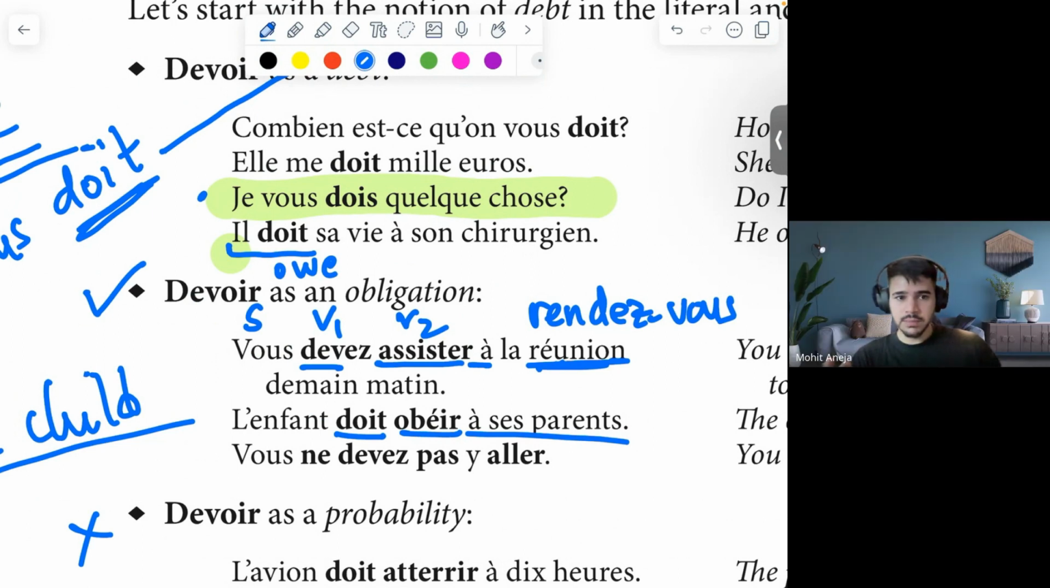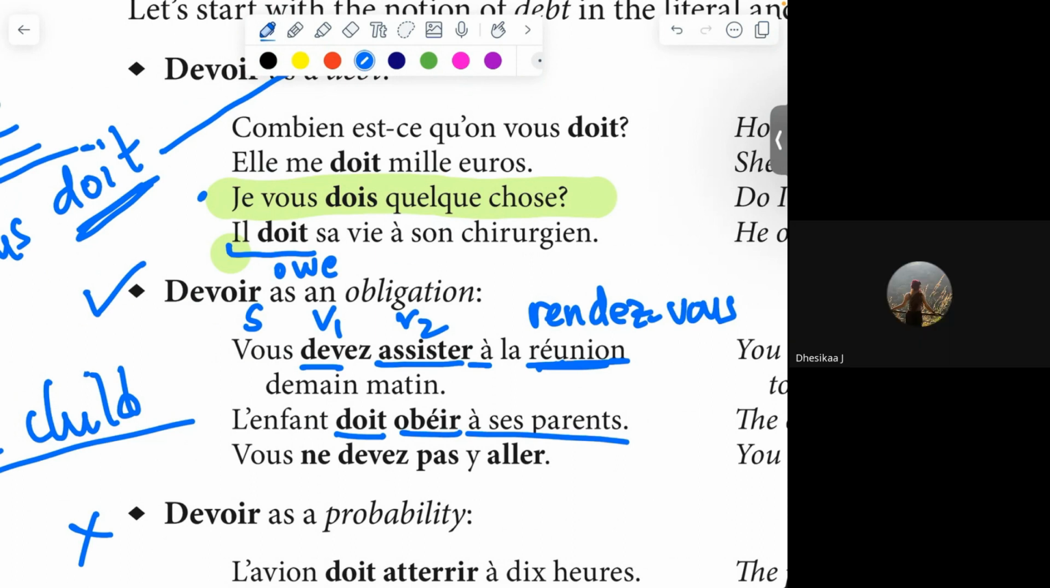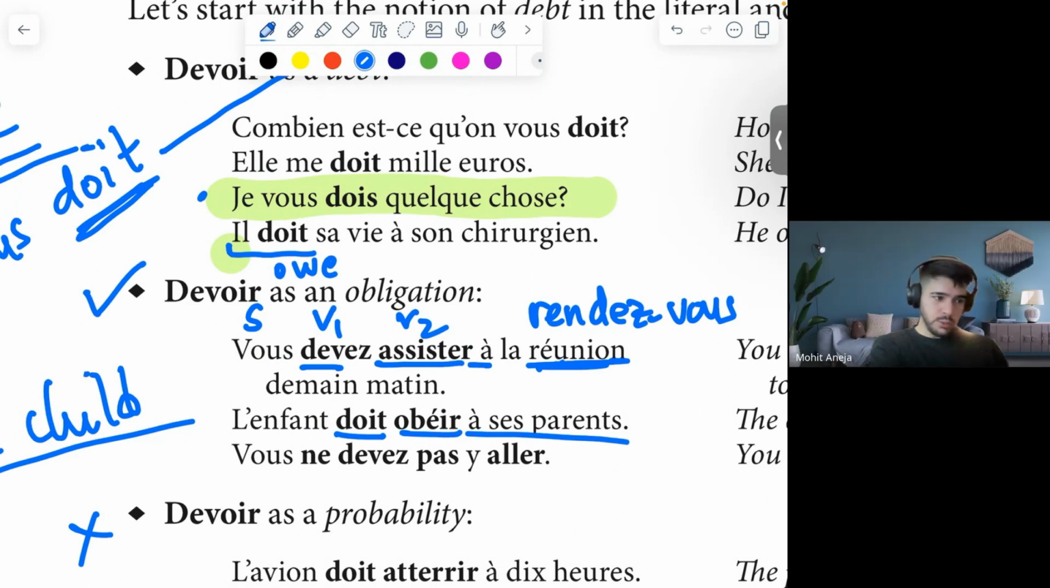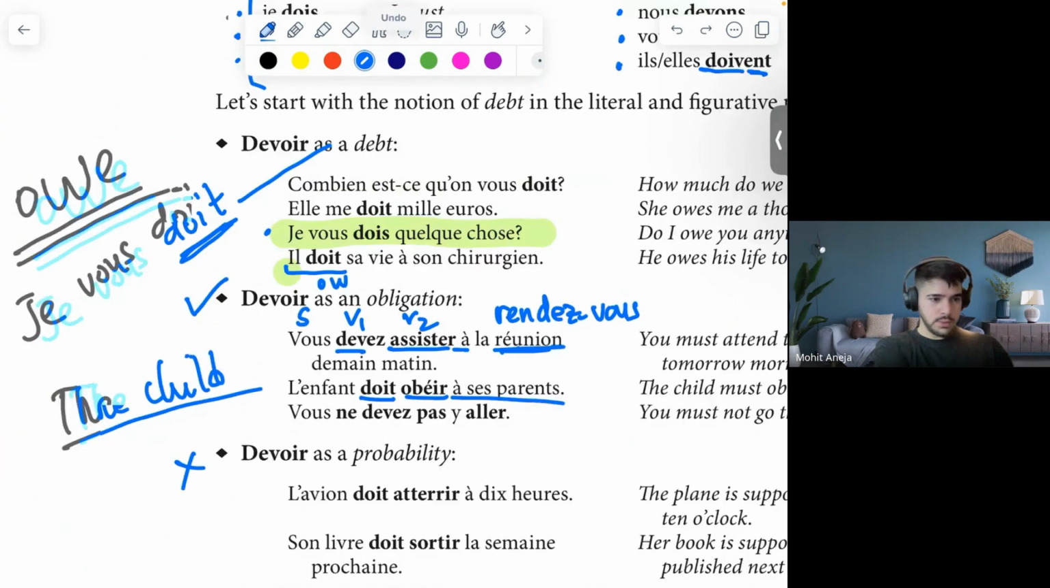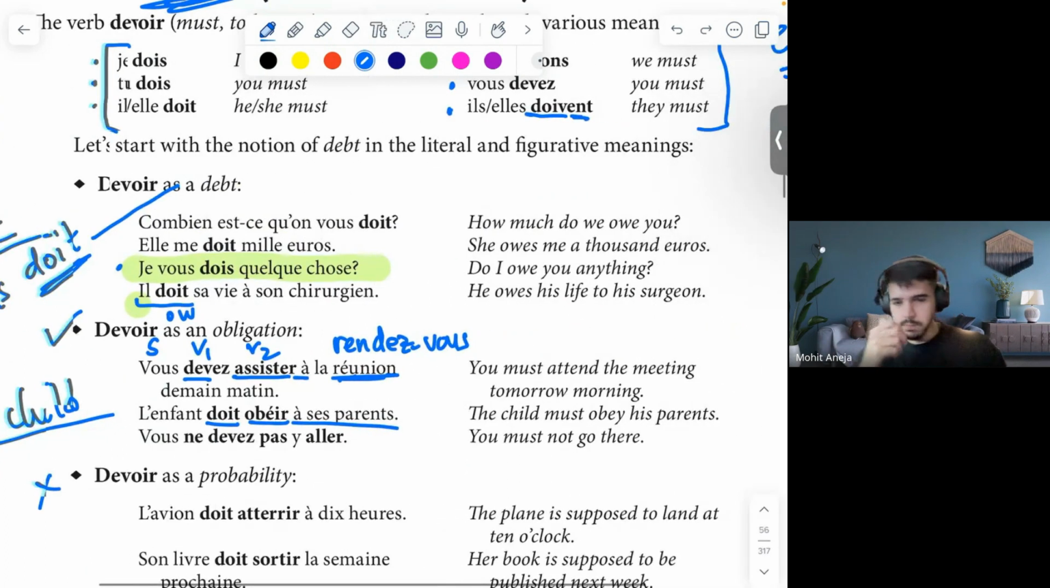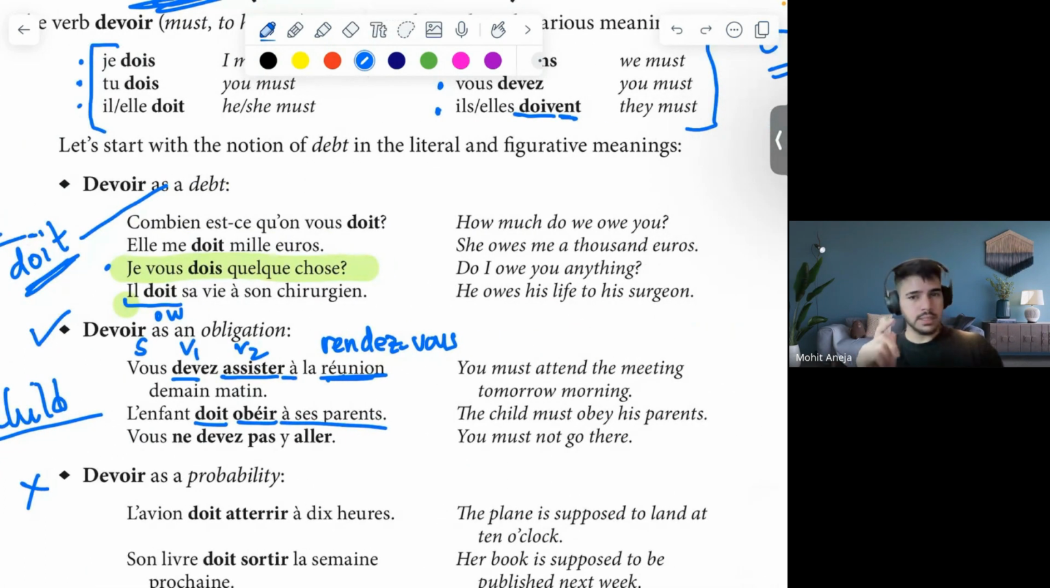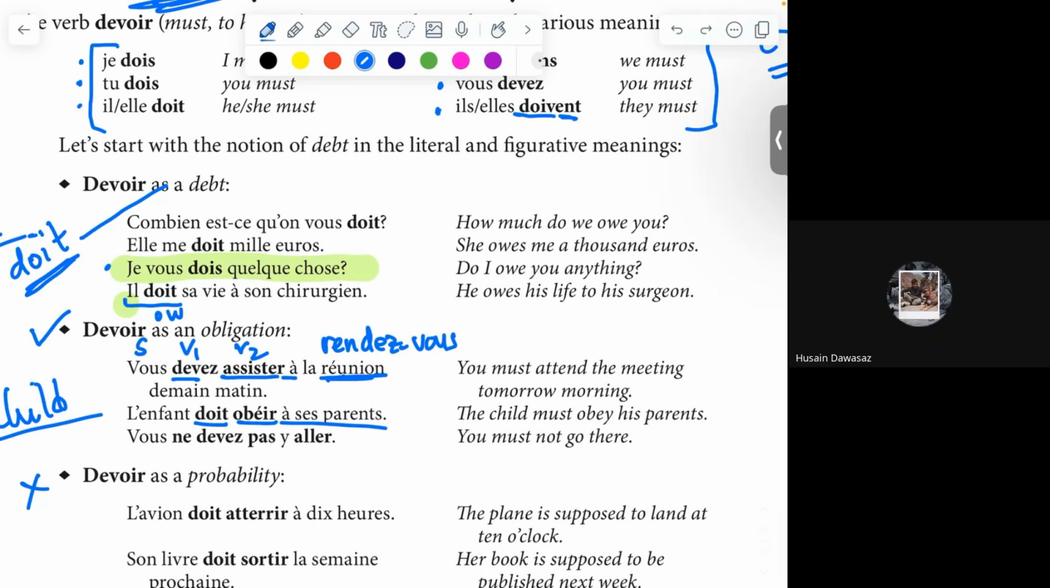Desika, is that clear? Yeah, it is clear. Il doit sa vie à son chirurgien. So he owes his life to a surgeon. Okay, let's make one or two sentences. Try to make one or two sentences in this. Just discuss here. You can speak whenever you're ready.